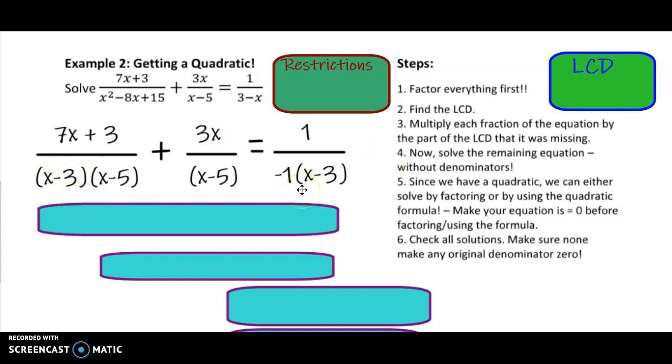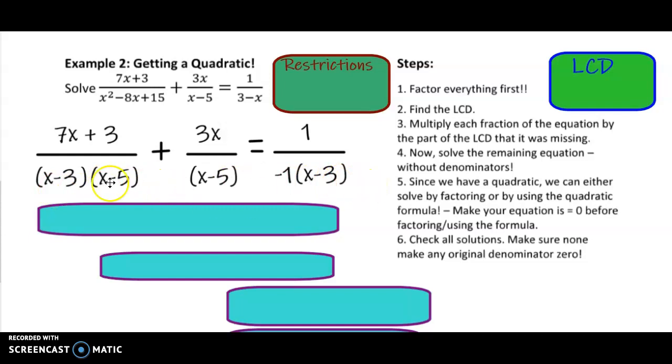In order to move around subtraction, I just factor out a negative 1. So if I factor out negative 1 from negative x, I get a positive x. If I factor out a negative 1 from 3, I get a negative 3. So that's how I can flip around a subtraction problem, factor out a negative 1. So there are my factors.